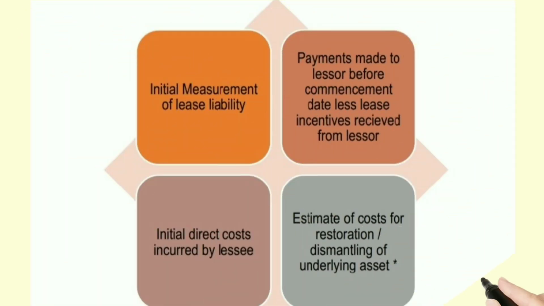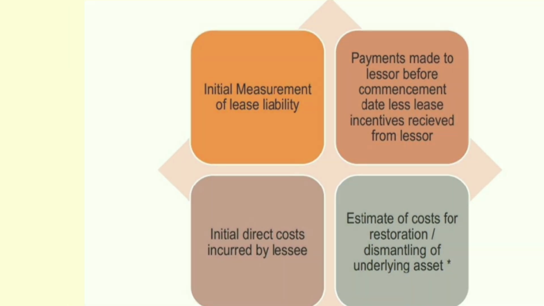Now we will learn how to measure the right to use asset. The cost of the ROU asset includes the initial measurement of the lease liability plus all the initial direct costs incurred by the lessee. In addition to this, all the payments which are made by the lessee to the lessor before the commencement date will also be included, and the lease incentives received from the lessor will be deducted from it. And lastly, we will add to it the estimate of the cost of restoration, like we do in PPE, if we have the information available with us.